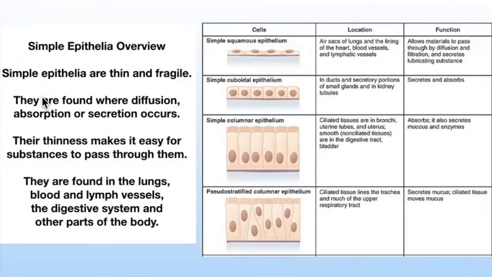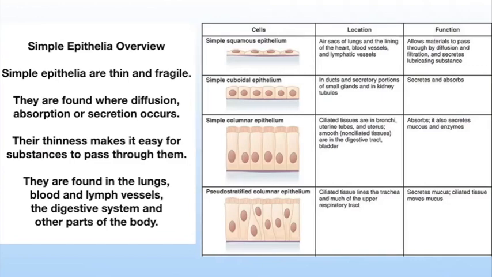Okay, a little overview of simple epithelia. Simple epithelia are thin and relatively fragile. They are found where diffusion, absorption, or secretion occurs. Their thinness, by virtue of them only having one layer, makes it easy for substances to pass through them. They are found in the lungs, the blood and lymph vessels, the digestive system, and other parts of the body.